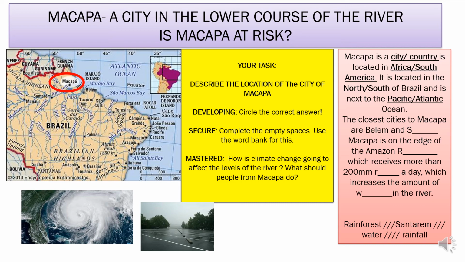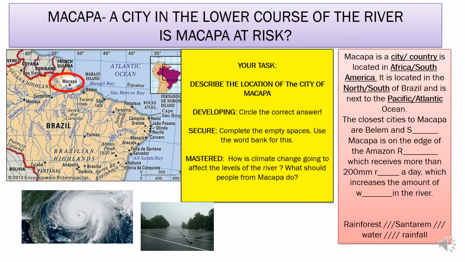For the developing task, which everyone has to do, you will have to circle the correct answer in the first paragraph on this red light box here. For the secure task, if you're aiming for bigger grades like 4 or 5, you have to complete the empty spaces as well, so use the word bank for this.